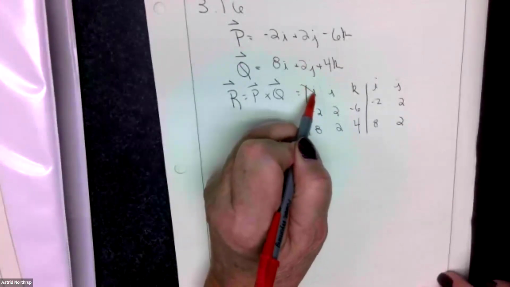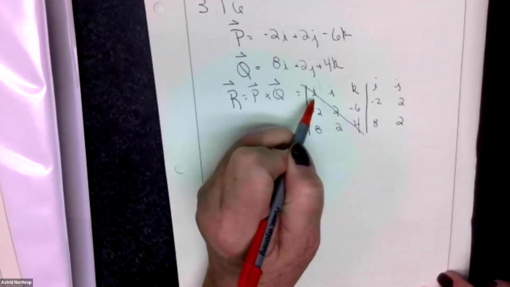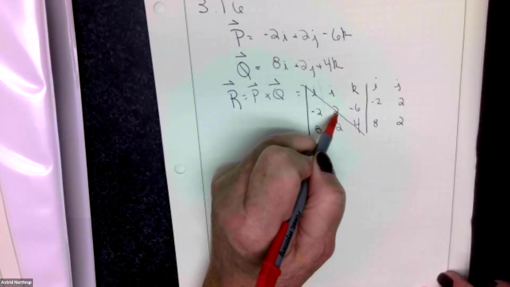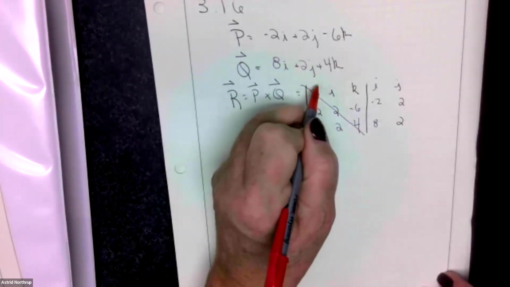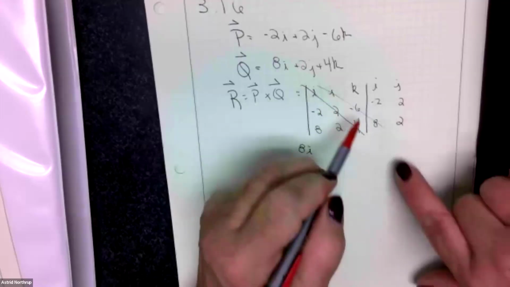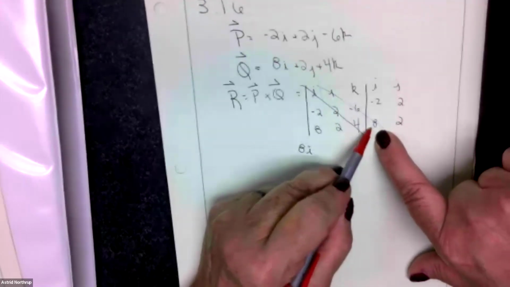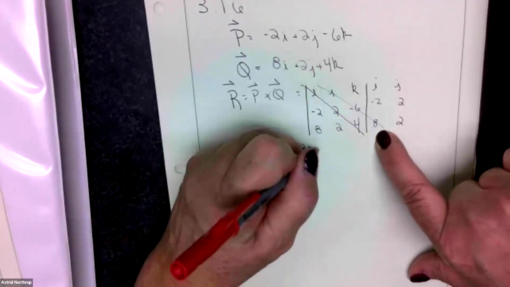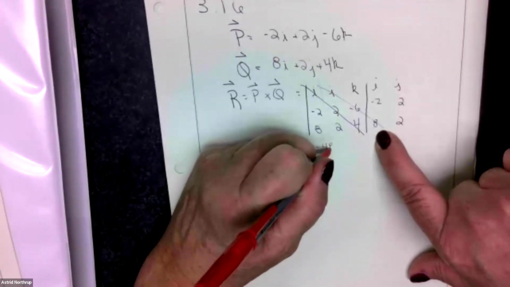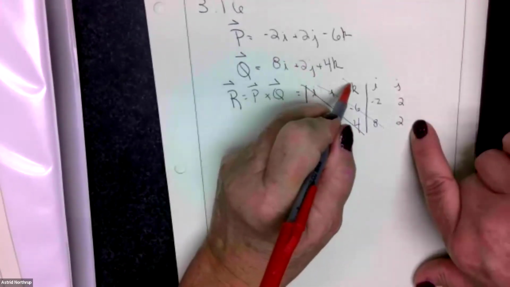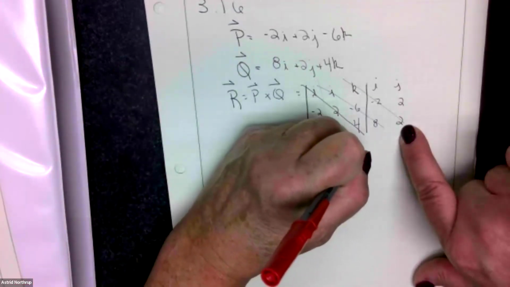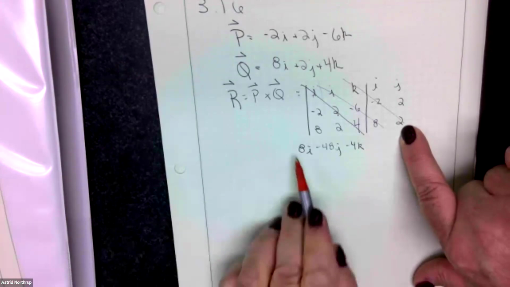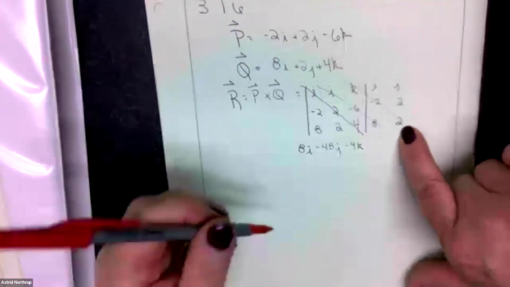Then I would multiply this diagonal, where I have 4 times 2, which is 8 times I, or 8I. Multiply this diagonal. Negative 6 times 8 is negative 48J. And here, negative 2 times K is negative 4K. And each one of those retains its sign.